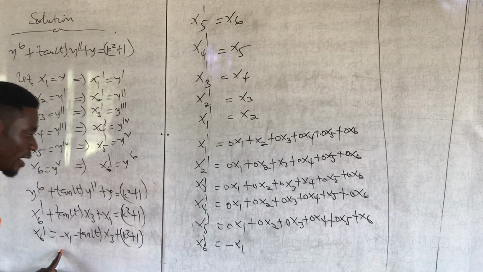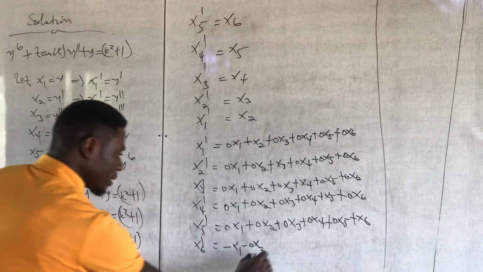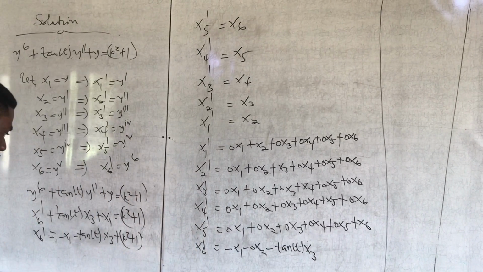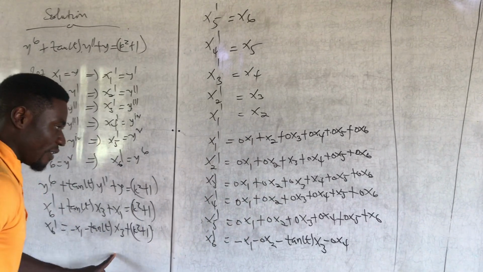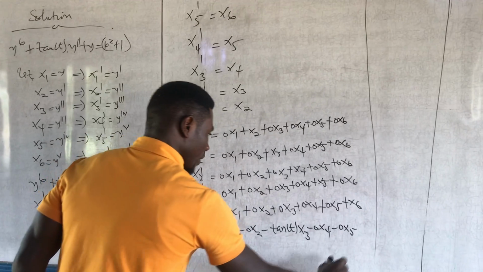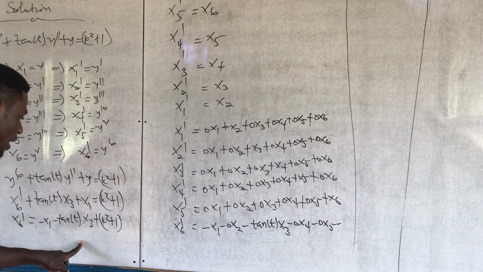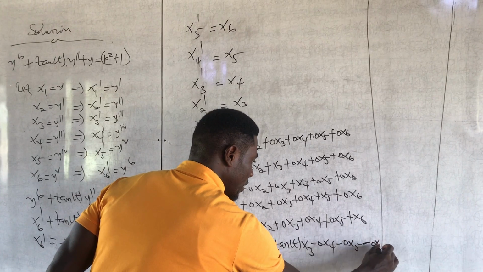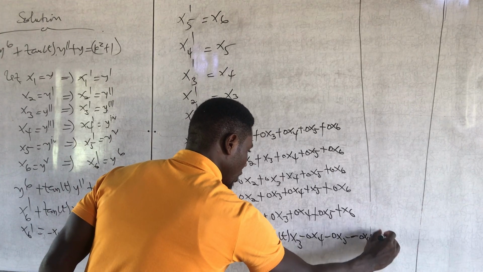Then because we don't have x2 in it, here will be 0x2. Then we have minus tan(t) x3. Then we don't have x4, so we have 0x4. Then we don't have x5, so that would be also 0x5. We don't have x6, so we have here 0x6, plus our k² + 1.